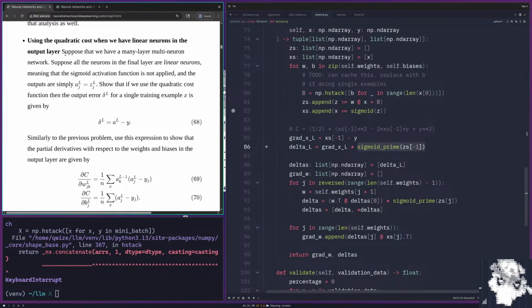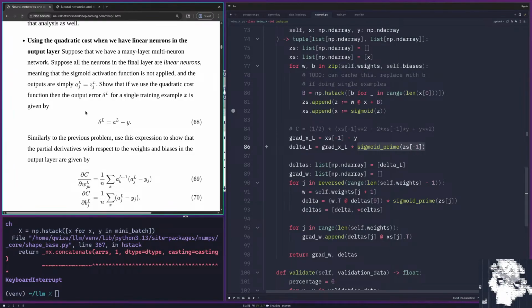Suppose that we have a many-layer multi-neuron network. Suppose all the neurons in the final layer are linear neurons, meaning that the sigmoid activation function is not applied, and the outputs are simply A is equal to Z. Show that if we use the quadratic cost function, then the output error delta for a single training example X is given by A minus Y.